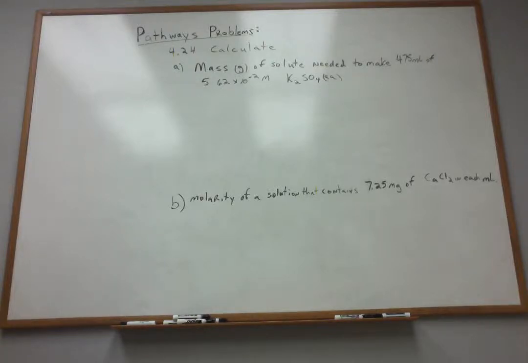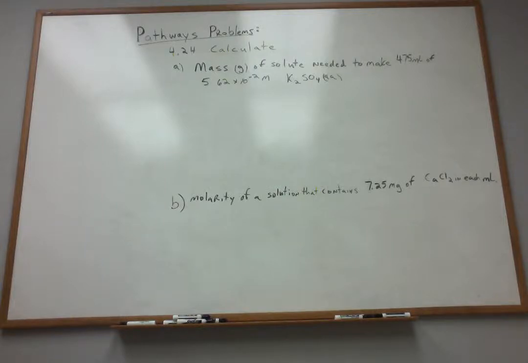This is solution stoichiometry, as I like to call it, which is almost always mediated, at least right now, through the unit of molarity. So it's good to practice this. So part A, this question asks us to calculate the mass in grams of the solute needed to make 475 milliliters of a solution which has a molarity of 5.62 times 10 to the minus 2 molar potassium sulfate.